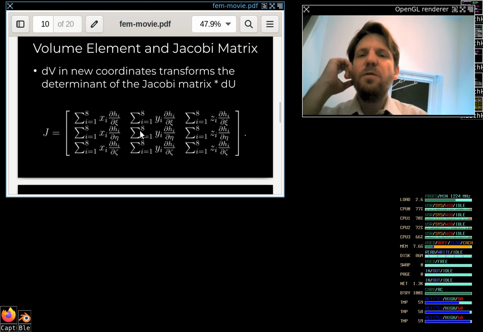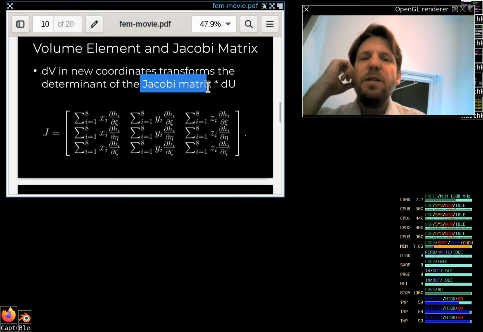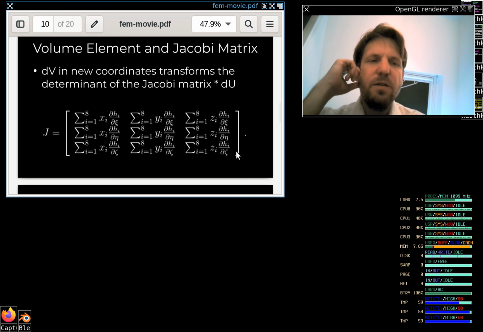I don't go into further details here. You have to review your math lessons for that. So that's the way it is. It's the Jacobi matrix: the determinant of the Jacobi matrix times dU is basically dV. So here you have this Jacobi matrix, the way you have to write it down, the way you have to calculate it from the shape functions that we have pointed out above.